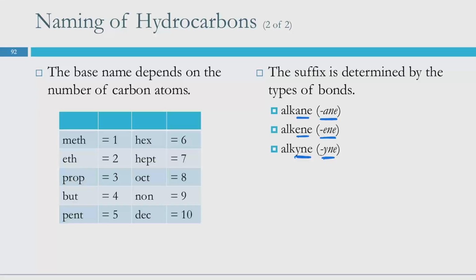For our base name, the first couple are confusing, and then after that it goes to something that we probably recognize. So our first one is meth. And I'm going to draw arrows to the ones that are weird. We've got meth, eth, prop, but. The first four are weird. And then after that, pent, hex, hept, oct, non, dec. Those are the same as the prefixes that we use for our molecular compounds. And these are the number of carbons.